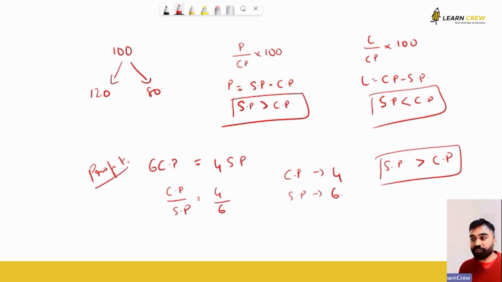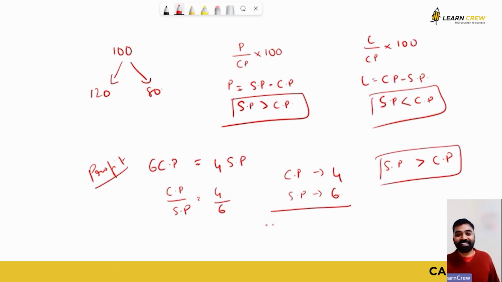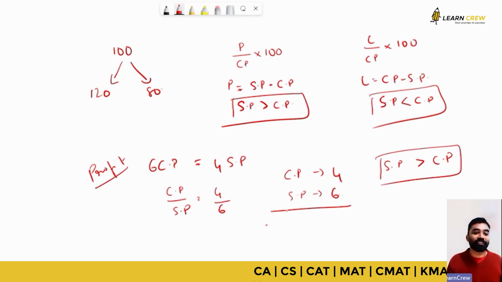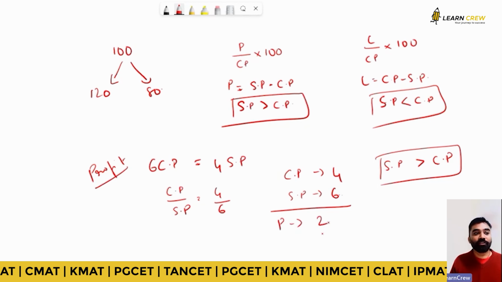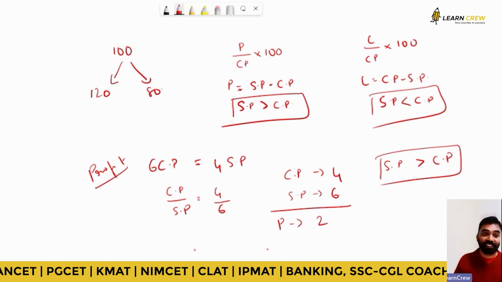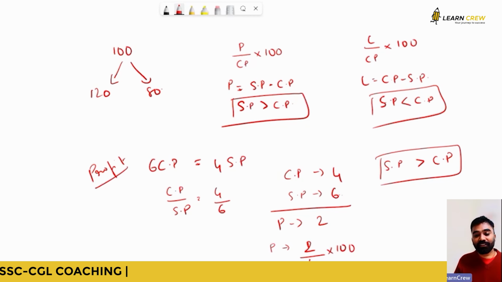Profit. Now you need to find out the percentage. What is the profit percentage? Now, how do you calculate profit? Selling price and cost price is given. So profit equal to selling price minus cost price. That is going to be 2. How do you calculate profit percentage? Profit divided by CP, what is CP here? 4, into 100. It's going to be 50%.